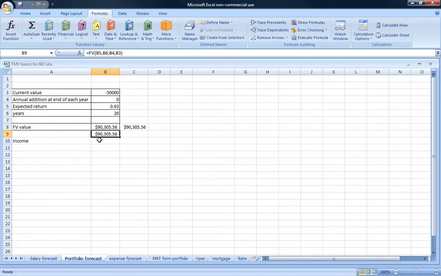Now the beauty here is we can very easily do, what if the expected return is higher, let's say it is 0.07, I can just change that cell and I get the number.